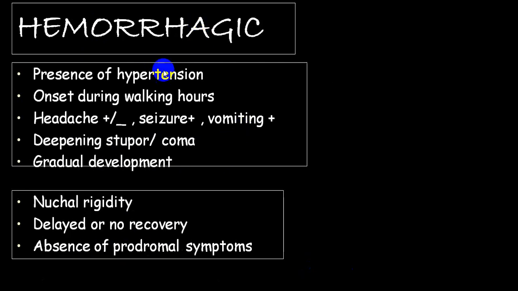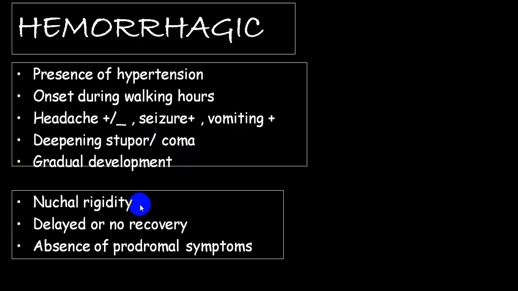In hemorrhagic strokes, hypertension will be the most common finding. It is usually during working hours. The person will always have a severe headache. Seizures will be very common. Headache, vomiting, blurring of vision will be very common, meaning symptoms and signs of raised intracranial pressure will be very common. Almost always there will be altered level of consciousness. Rapidly deteriorating. The person will have neck rigidity.